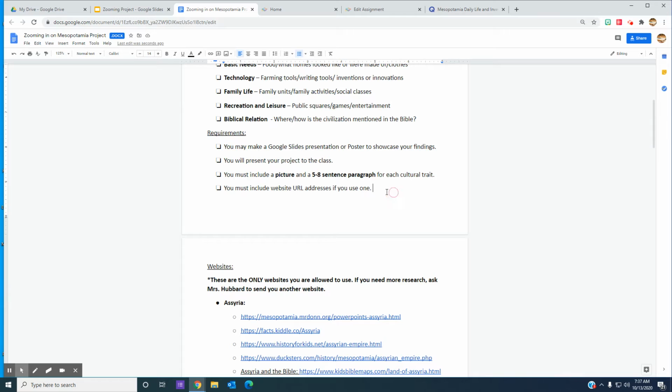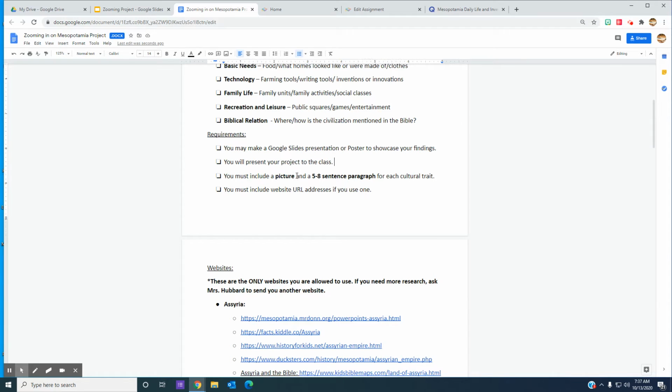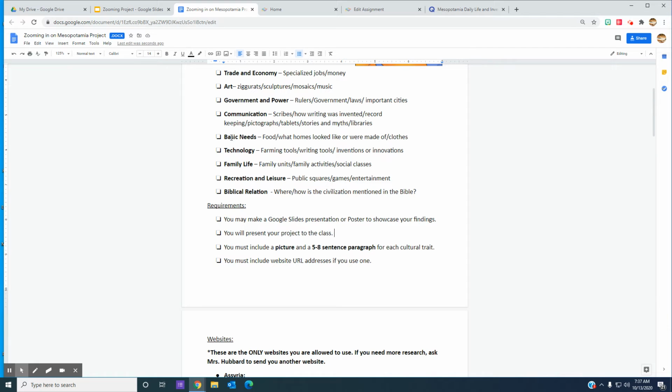Here are your requirements. You may make a Google Slides presentation or poster to showcase your findings. You will present your project to the class, and over distance, you will just be submitting a video of you presenting your project. You must include a picture and a 5 to 8 sentence paragraph for each of these traits. That's the most important part: I need to see a picture of all 4 of these things you chose, and a little paragraph explaining them, okay?